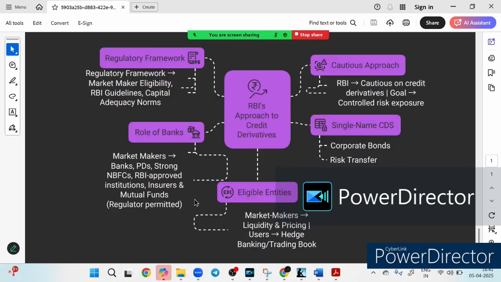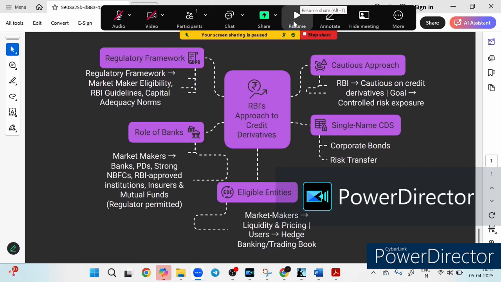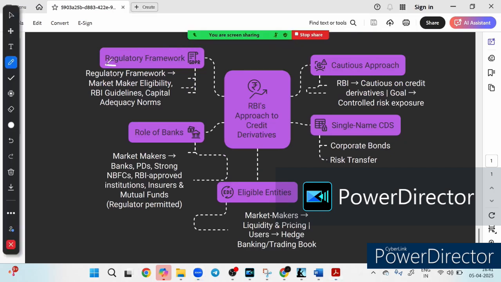The first thing that comes is the regulatory framework. On the left side, you will see the regulatory framework. So RBI has set strict guidelines to ensure that credit derivatives don't lead to excessive speculation or financial instability, right? So the regulatory framework has been put in place by the RBI.